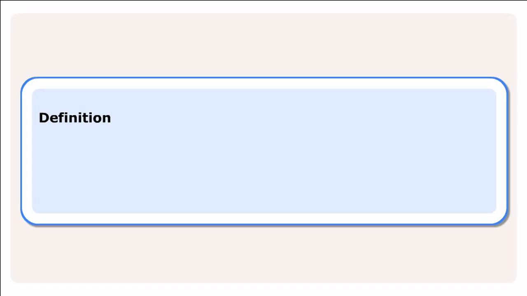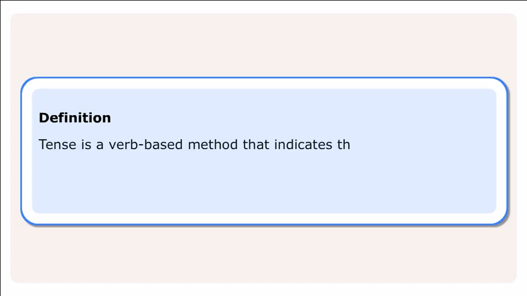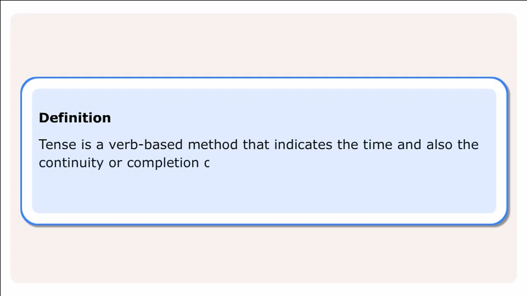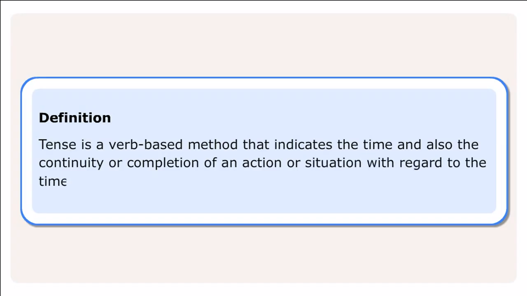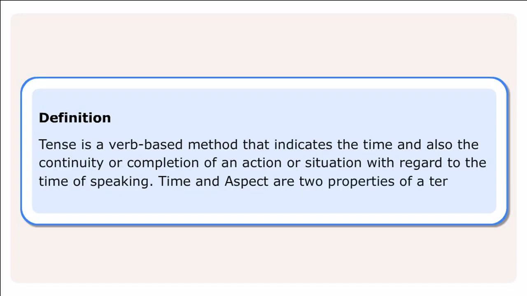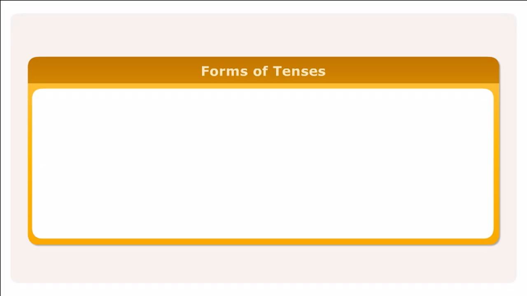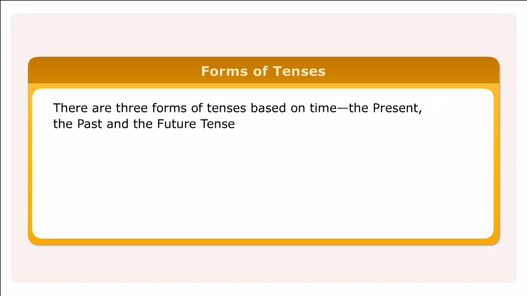Definition. Tense is a verb-based method that indicates the time and also the continuity or completion of an action or situation with regard to the time of speaking. Time and aspect are two properties of a tense. Forms of tenses. There are three forms of tenses based on time: the present, the past, and the future tense.